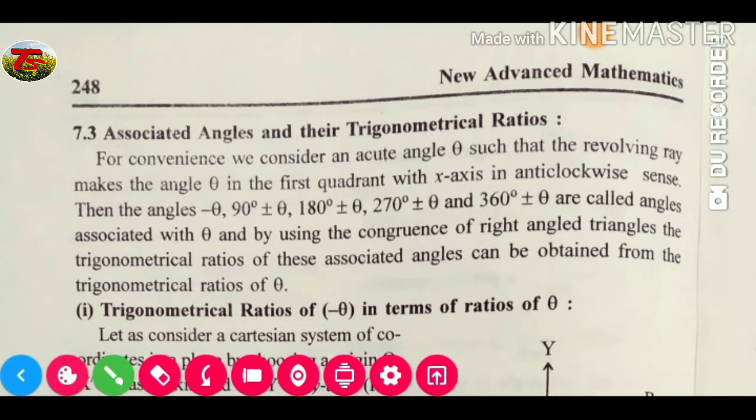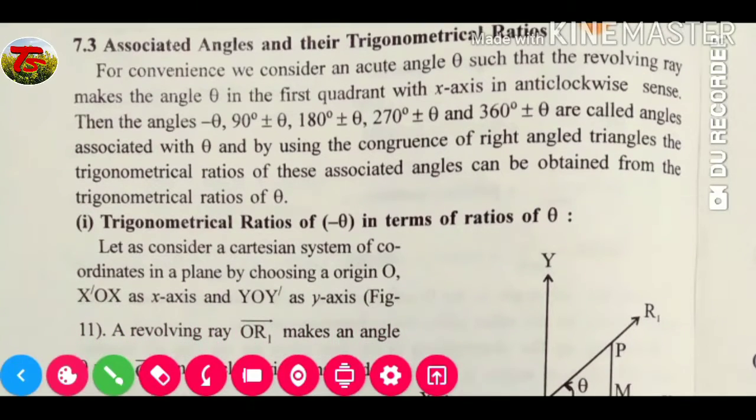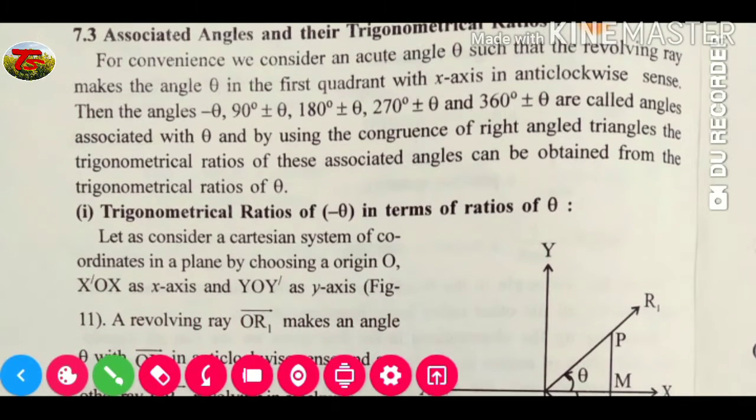Associated angles and their trigonometrical ratios. It is very important. For convenience, we consider an acute angle theta such that the revolving ray makes an angle theta in the first quadrant with x-axis in anti-clockwise sense. In which sense? Anti-clockwise sense it is. That means like this it will go. Then the angle minus theta, then 90 degree plus minus theta, 180 degree plus minus theta, 270 degree plus minus theta and 360 degree plus minus theta are called angles associated with theta.